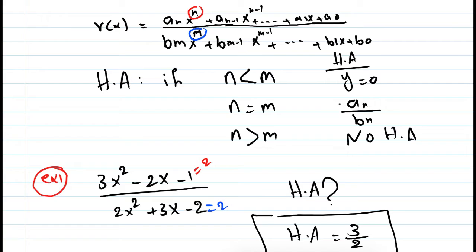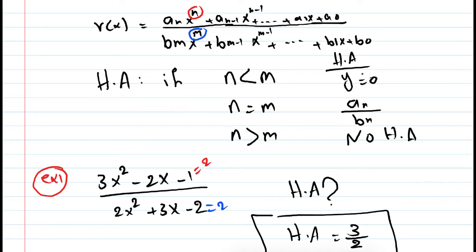Just like we can see right here, if the degree of the polynomial on top is greater than the one on bottom, it has no horizontal asymptote. If they are equal, then the horizontal asymptote equals a_n over b_m. And if the one on top is less than the one on bottom, then the horizontal asymptote equals y equals 0. Okay, that is basically how we can find horizontal asymptotes of rational functions.